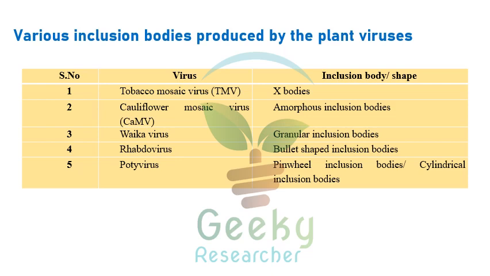Then the inclusion bodies produced by plant viruses. As I told you previously, each and every virus produces different kinds of inclusion bodies. Tobacco mosaic virus produces X bodies. Cauliflower mosaic virus produces amorphous inclusion bodies. Vica virus produces granular inclusion bodies. Rhabdovirus produces bullet shaped inclusion bodies. Potyvirus produces pinwheel or cylindrical inclusion bodies. It's very important, like pinwheel inclusion bodies are produced by, or bullet shaped inclusion bodies are produced by, something like that we may expect.